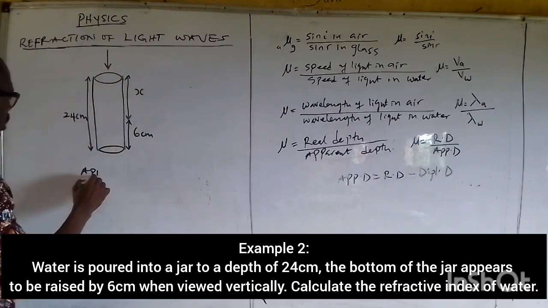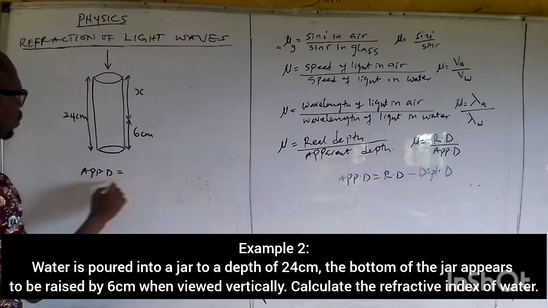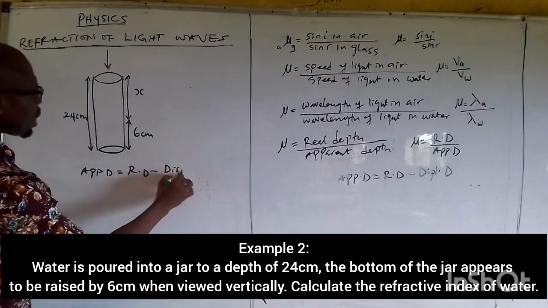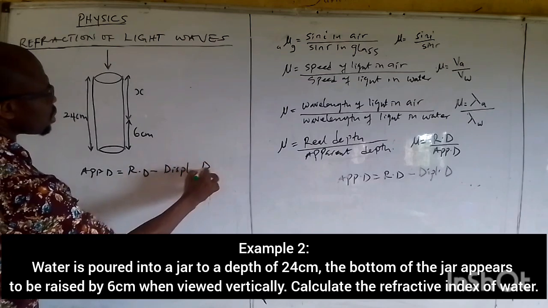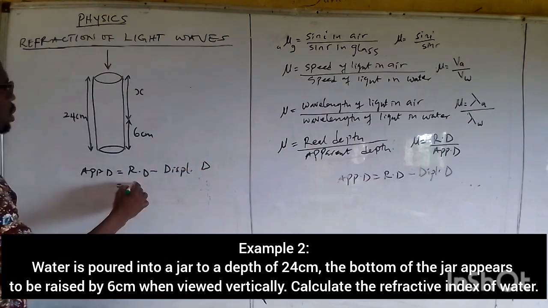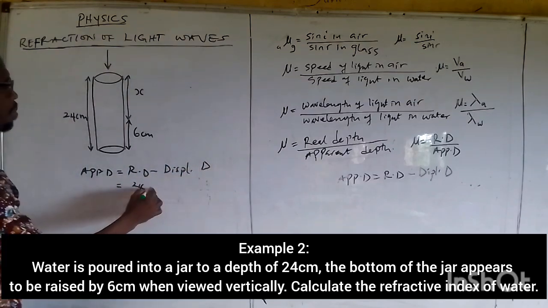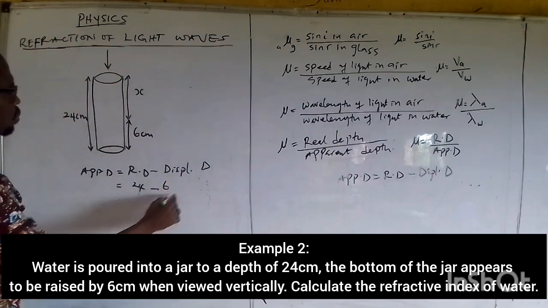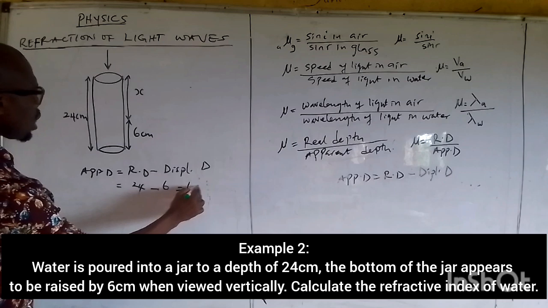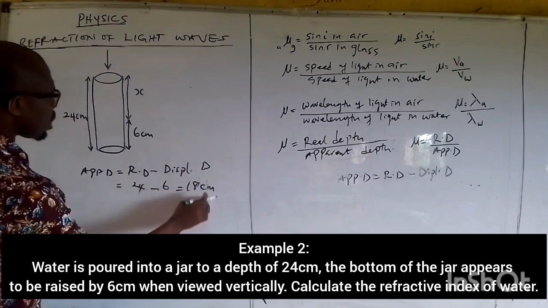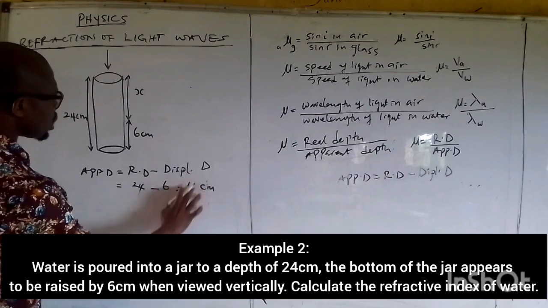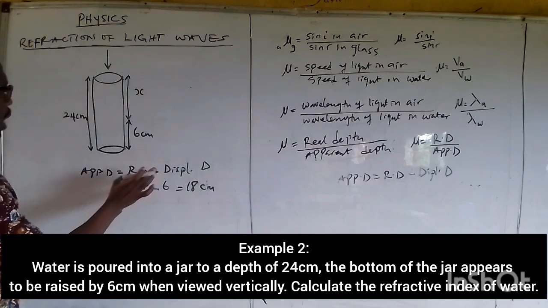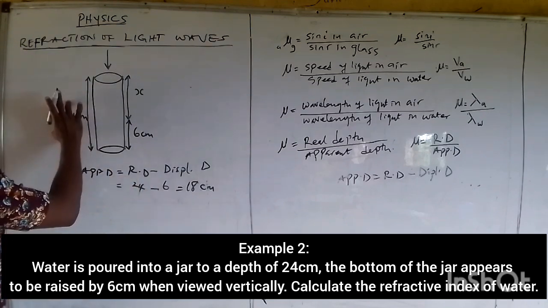Apparent depth is equal to real depth minus displaced depth. Real depth is 24 from here, minus the displaced depth. It has been displaced by 6, which will now give us 18 centimeters. Okay. Now this is our apparent depth. This is our real depth.